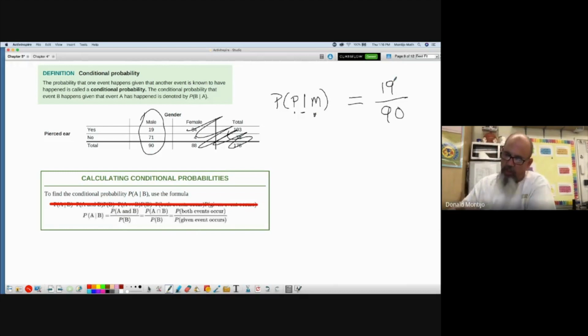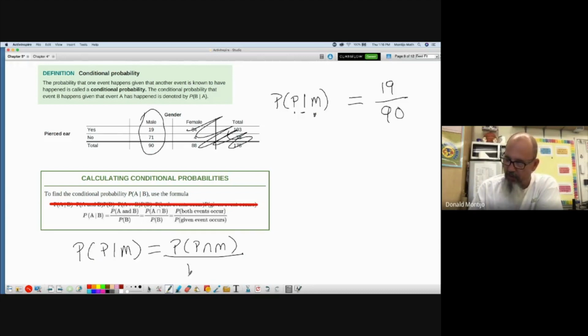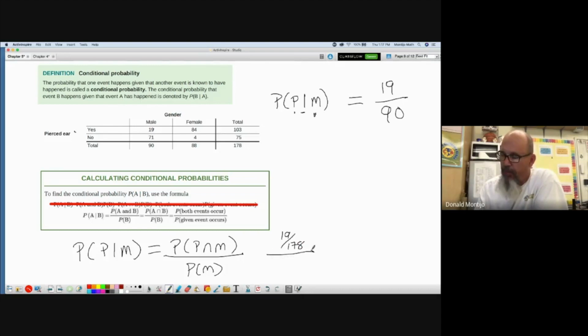Let's look at how the formula works for this. If I wanted to find the probability that my ear is pierced, given that I'm a male, that's equal to the probability that my ear is pierced and I'm a male, divided by, always divide by the given, the probability that you're a male. So the probability that my ear is pierced and male, that's 19 out of 178. Divided by the probability that I'm a male. The probability that I'm a male is 90 over 178.